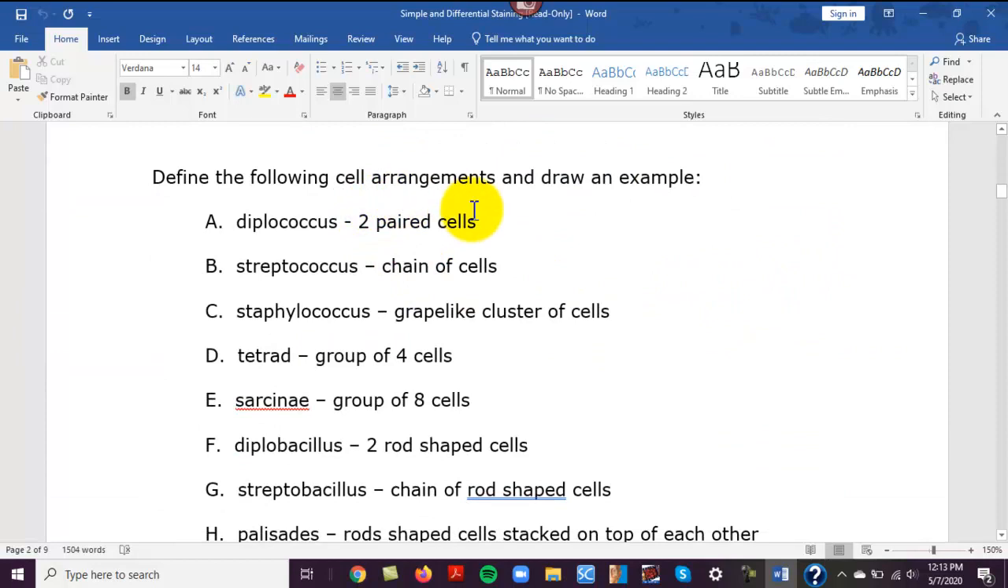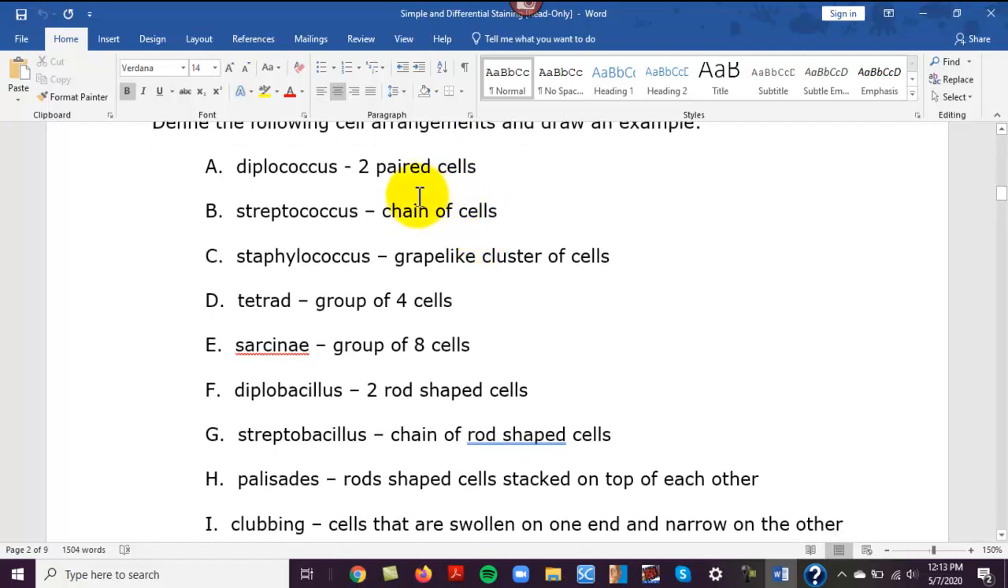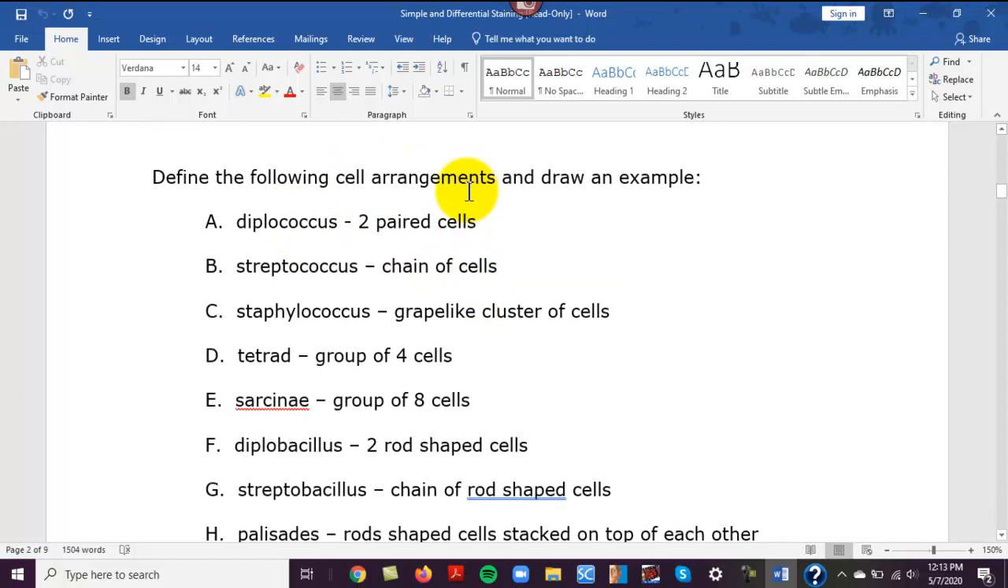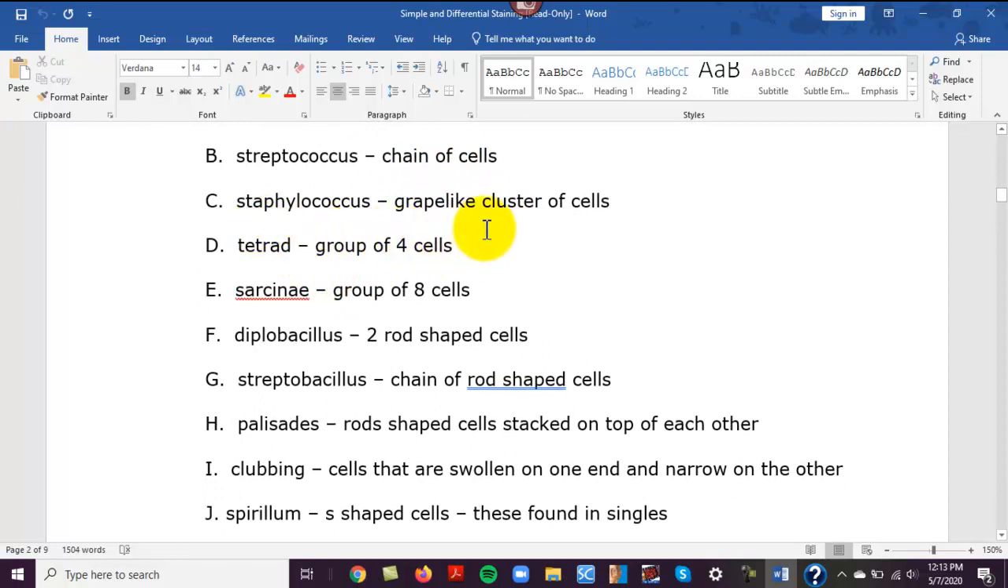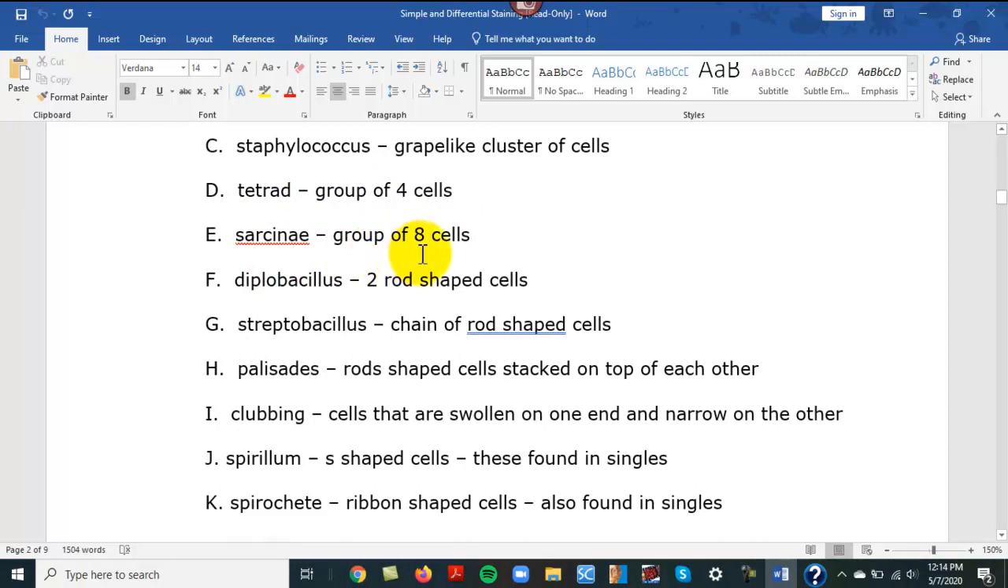Now, as far as cell arrangements go, when you're going to do an unknown report, the first thing you're going to do is write in what is the cell shape arrangement of your organism. Diplococcus, 2 paired cells, and I have a diagram for that. Streptococcus, I showed you that, a chain of cells. Staphylococcus, grape-like cluster of cells. Tetrad, groups of 4. Sarcinae, groups of 8.